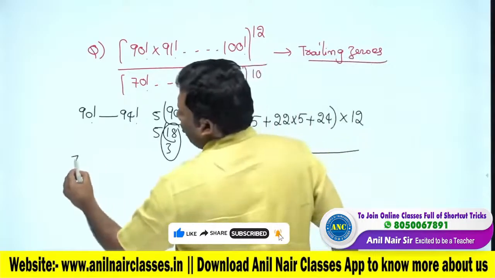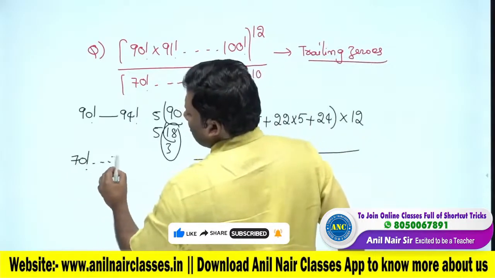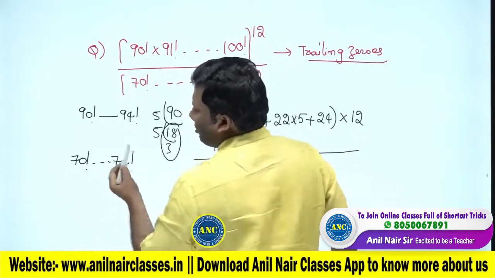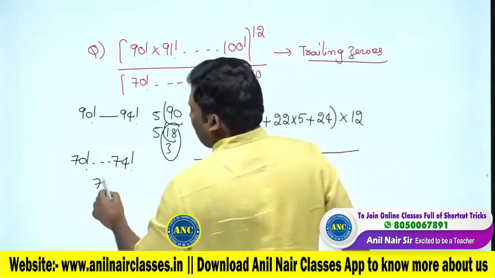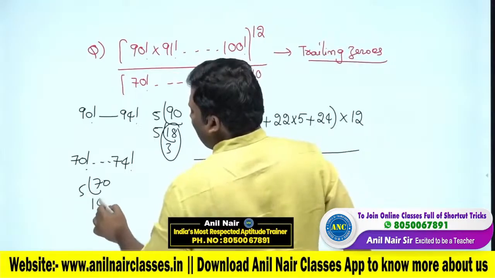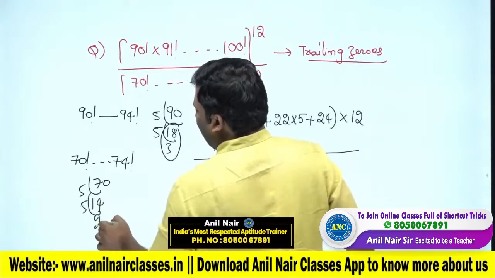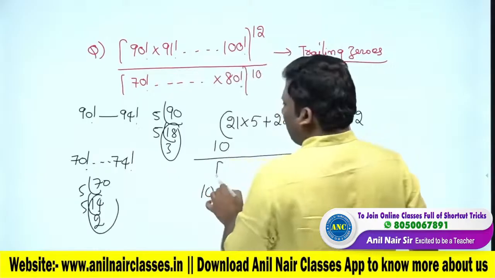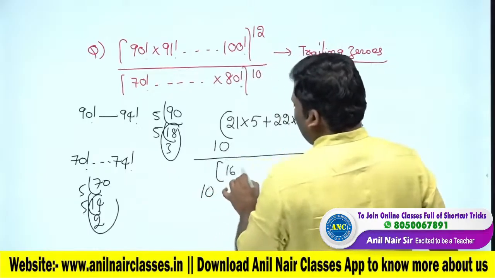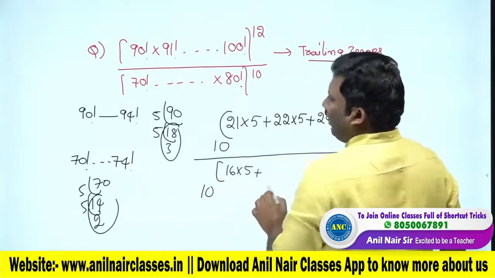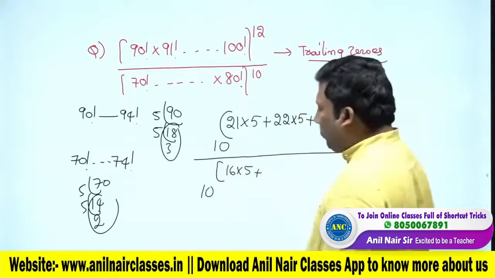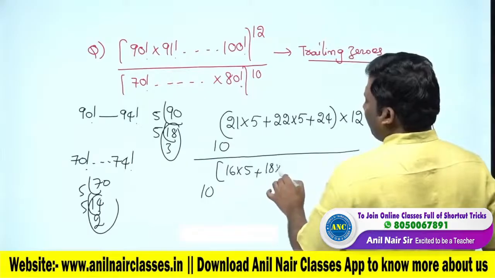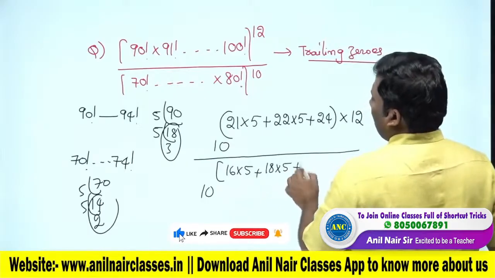Most of the students will leave these questions, but actually they are very easy questions. 70 factorial to 74 factorial. For 70 it will be 5 14s. And the next one it is 2s. So this will be 16 into 5. 70 to 74. 75 is a multiple of 25. So 18 into 5. 80.